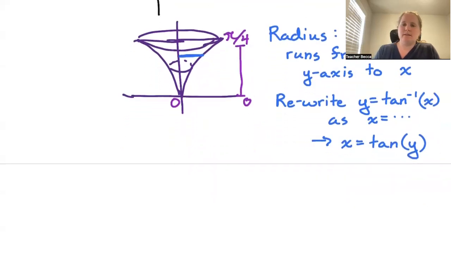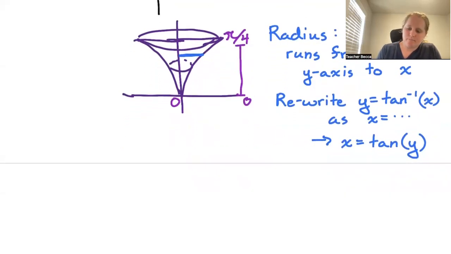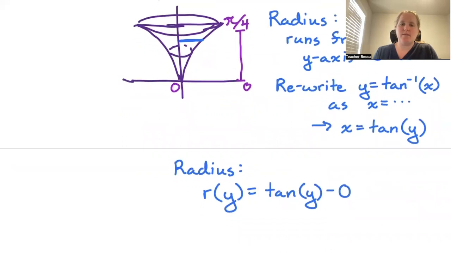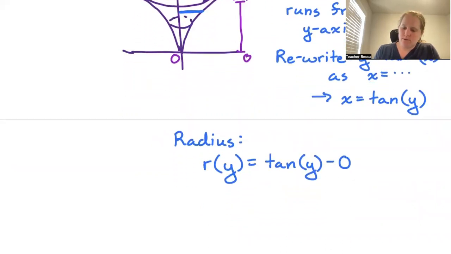And our radius r of y is equal to tangent of y minus 0, since we are running from that y-axis out to tangent of y. In other words, our radius is tangent of y.